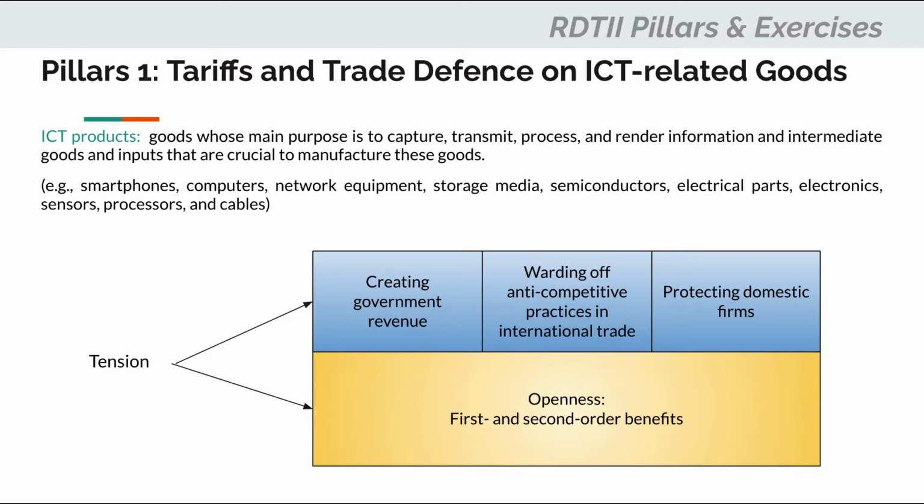These measures are often designed to protect domestic firms, provide a source of government revenue, and prevent anti-competitive practices taken by foreign firms or foreign governments. However, the measures have the potential to limit the openness of the digital economy market. This, in turn, may deprive the economy of the first and even second-order benefits of digital trade.